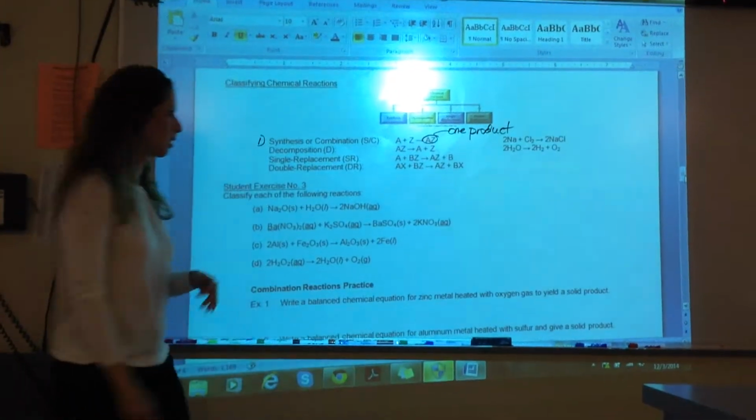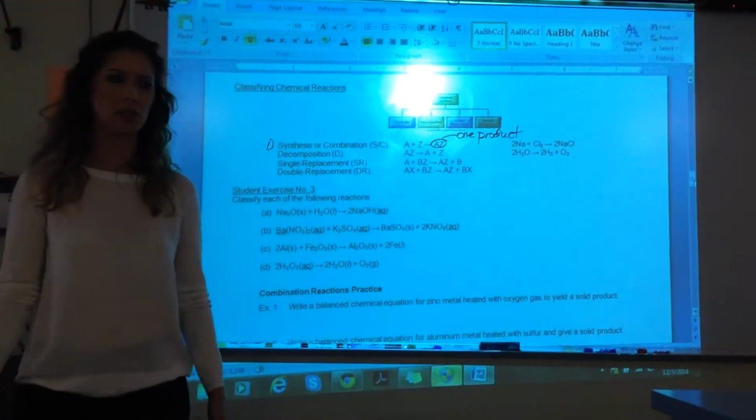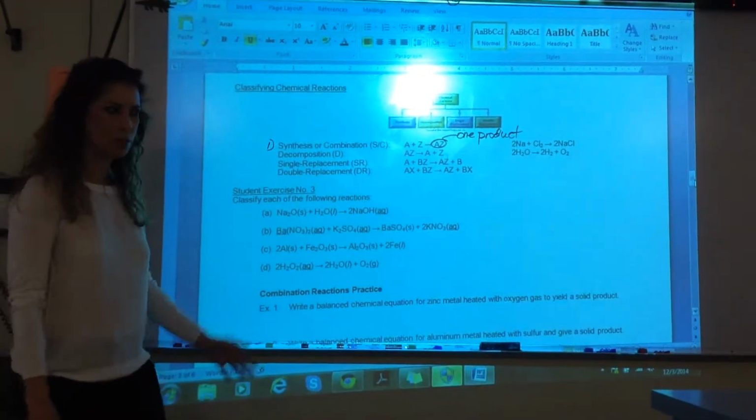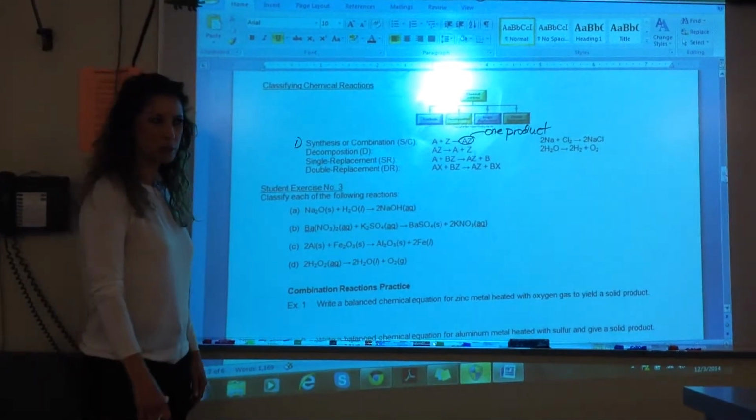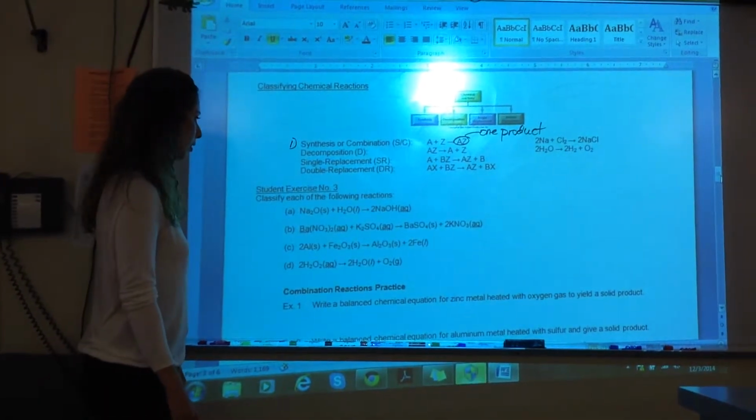A plus Z makes compound AZ. That's just a generic equation for a synthesis reaction. Does that make sense? Okay, so you want to look for one product. All right, number 2.